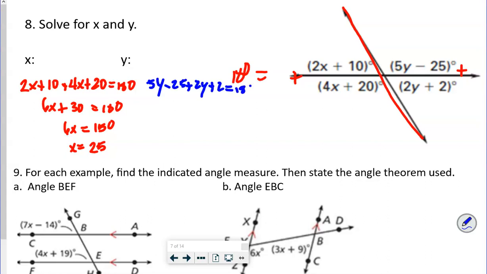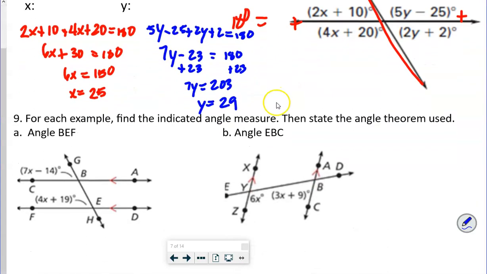That's also equal to 180 because they form a line. 5y plus 2y is 7y. Negative 25 plus 2 would be negative 23 equals 180. We're going to subtract 23 from both sides. No, we're going to add 23 to both sides. Sorry about that, y'all. Because remember, we'll add 23 here, add 23 there. So that's going to be 7y is equal to 203. We're going to divide both sides by 7. So y is going to be equal to 29 here. So there's your answers for x and y.